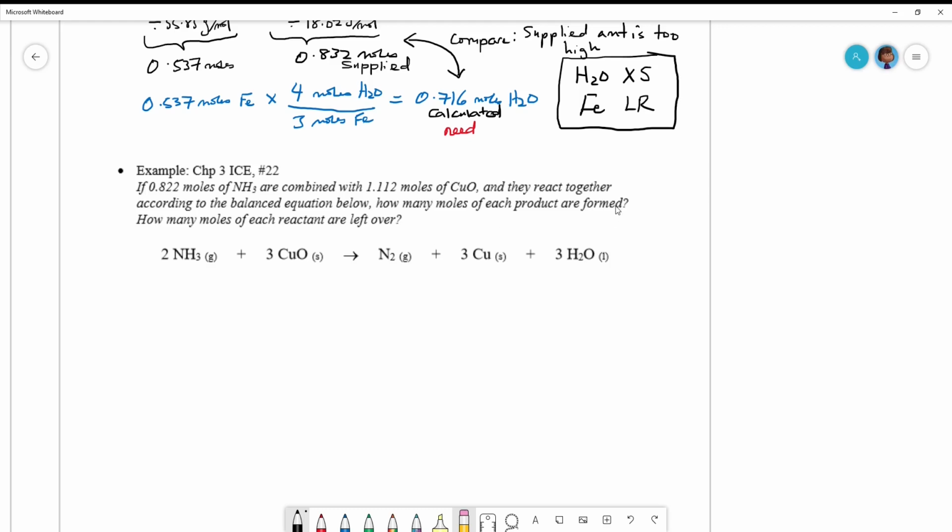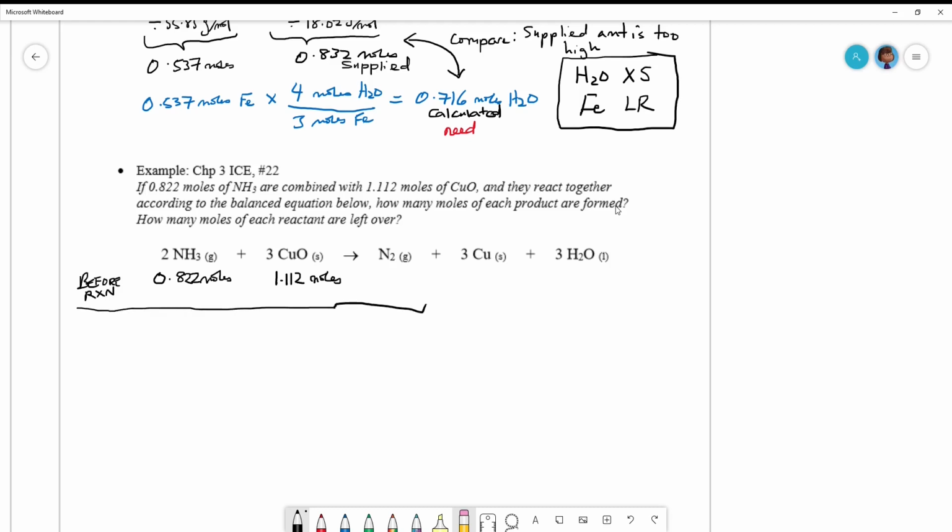Okay, so let's begin at the beginning here. So what do we know? Well, we are given an amount of ammonia, 0.822 moles of ammonia, and the amount of copper oxide, that's actually copper 2 oxide, that is mixed with the ammonia. Now, these are our starting quantities. I like to think of these quantities as our quantities before the reaction has taken place. These are our before reaction quantities.